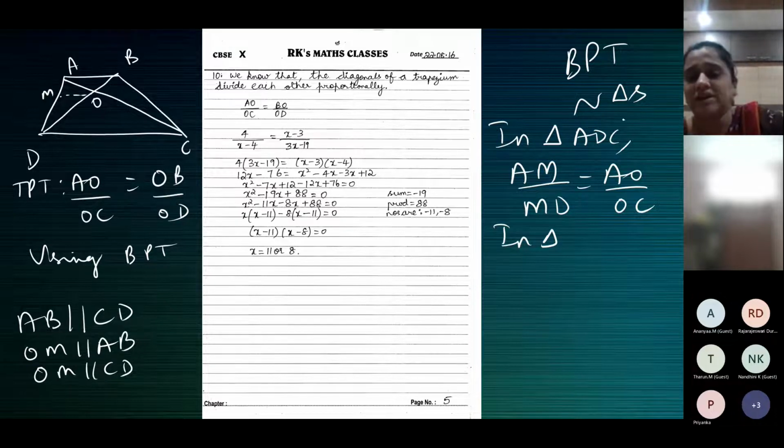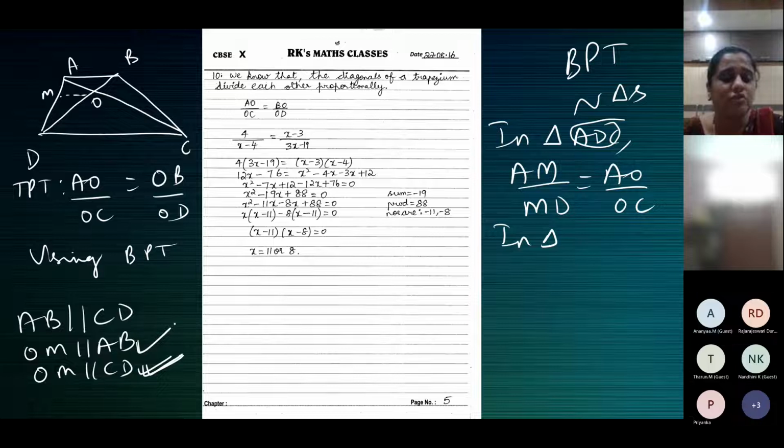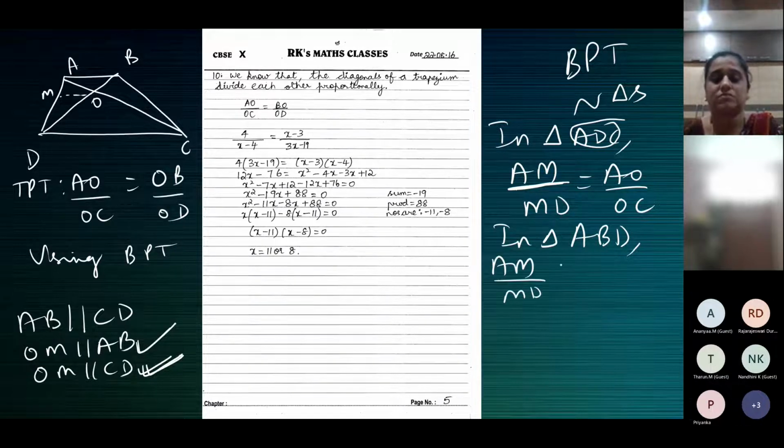So now in this triangle ADC, OM is parallel to DC. Now, where can you use this result? OM parallel to AB in which triangle? ABD. So you should take ABD. Write the proportion there. AM by MD is equal to BO by OD. Very good.